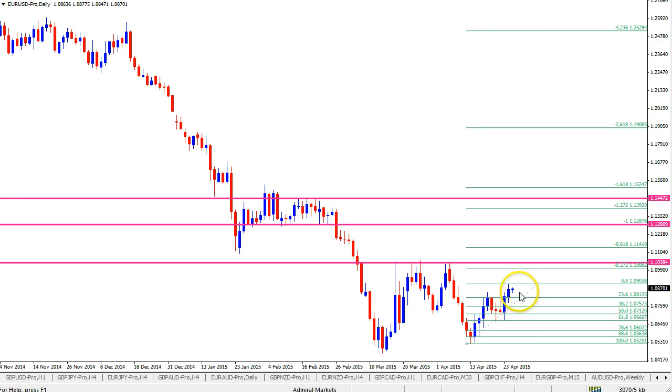The alternative, of course, would be actually a down move on the euro dollar. At this moment, I should say, that does not seem so likely considering the bullish price action that I see on the euro dollar and pound dollar.